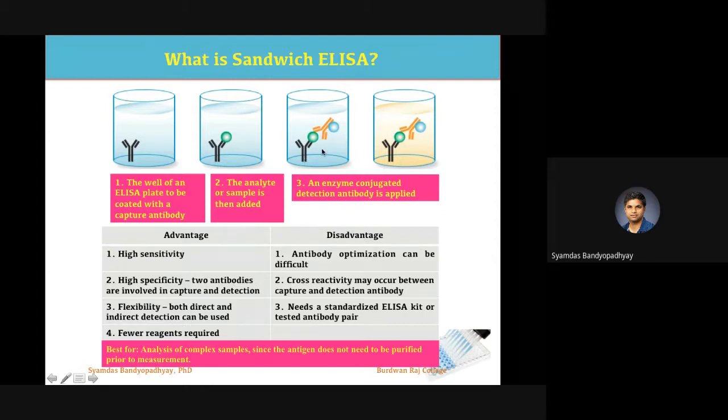That is called standardization. Then the third disadvantage is that it needs a standardized ELISA kit or tested antibody pair. Of course, you have to perform various experiments in order to standardize the protocol before you perform the actual test, in case of sandwich ELISA. But it is best for analysis of complex samples, since the antigen doesn't need to be purified prior to the measurement. In this case, you don't have to purify the antigen, just use the serum. You can add the serum and the antigen will automatically bind to the capture antibody. So it is best for that kind of analysis.